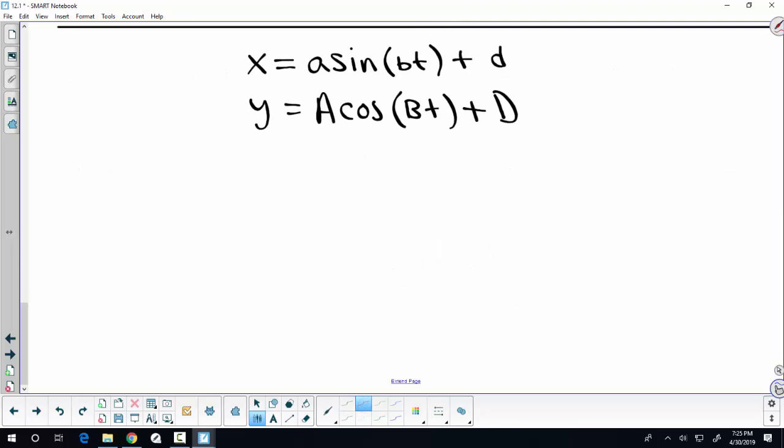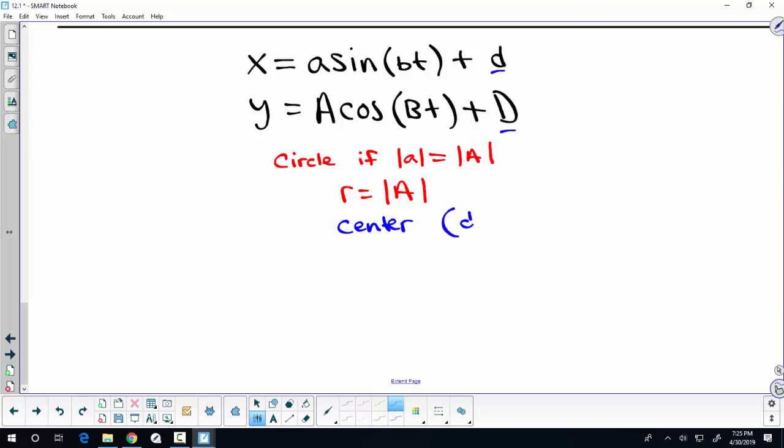We can write all this stuff now. The circle, again, if A is equal to a, radius A, center d, comma D, x, y. What else did we say? B still affects the period, so B is still how much of the circle.